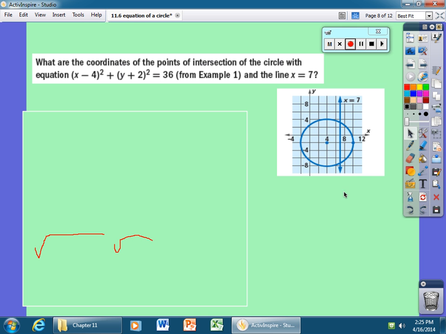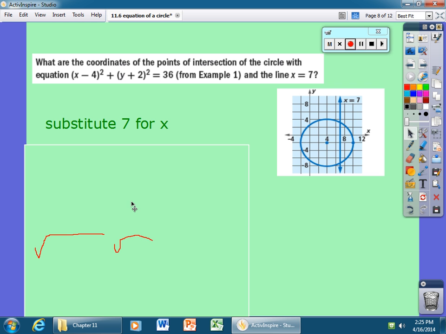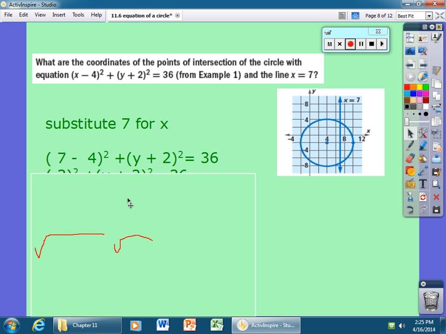Okay, this one is asking us to find the 2 points on the circle where x would be 7, because it's saying the line x equals 7. So to find this, I'm simply going to substitute my 7 into the equation that they give me for the x. So I just substituted it in right there. I took out the x and I substituted the 7 in its place.